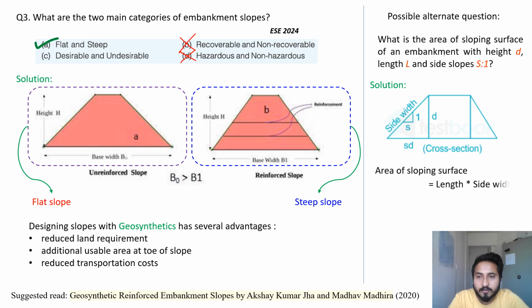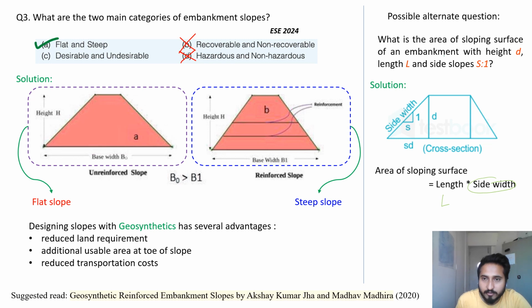So what is the formula? Area of sloping surface will be width into length. Yeah, length into side width. So what is the length? Length L, we already know. Side width, we have to find out. This one we don't know. So how do we find out here?